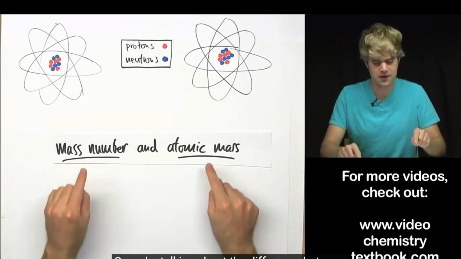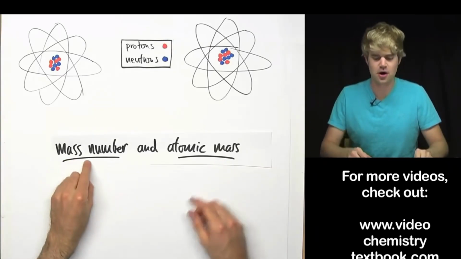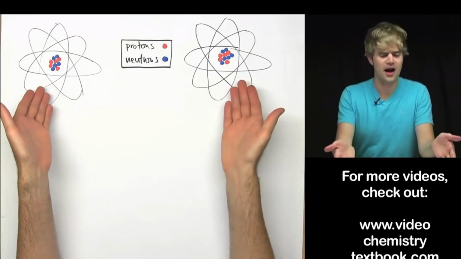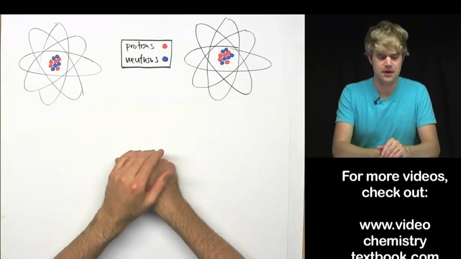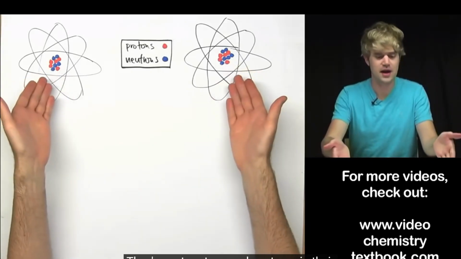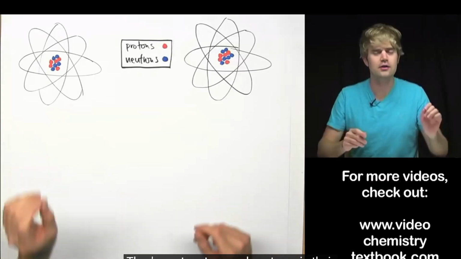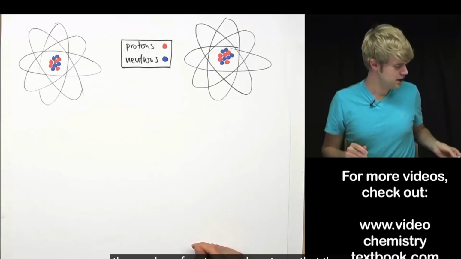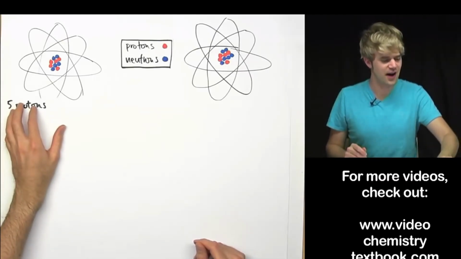So, we're talking about the difference between these two things. Let's start by talking about mass number. Up here, I've got two atoms. They've got protons and neutrons in their nucleus, and I'm particularly concerned with the number of protons and neutrons that there are. So this atom over here has 5 protons.